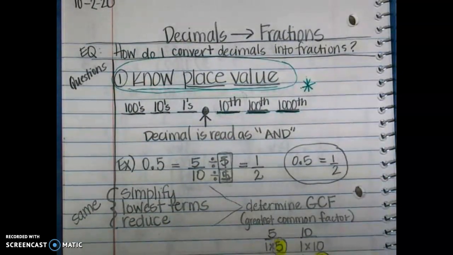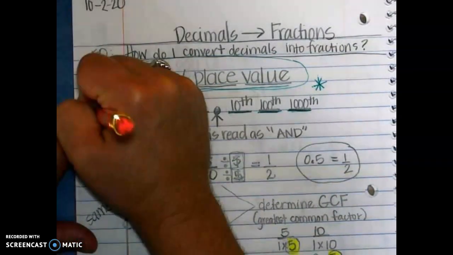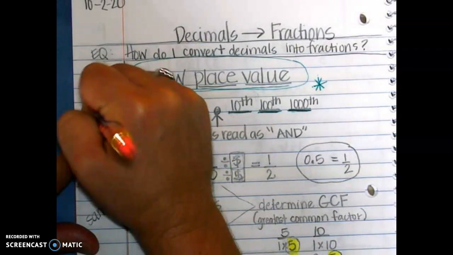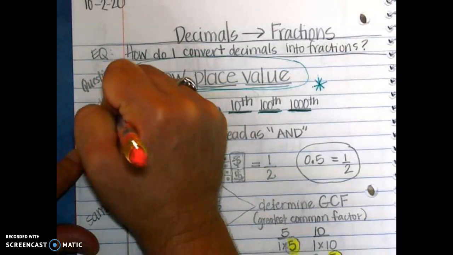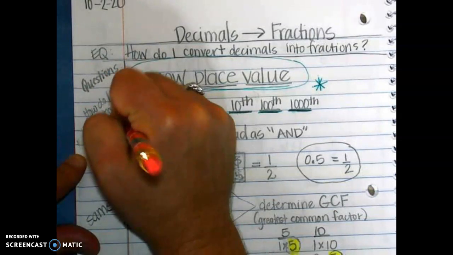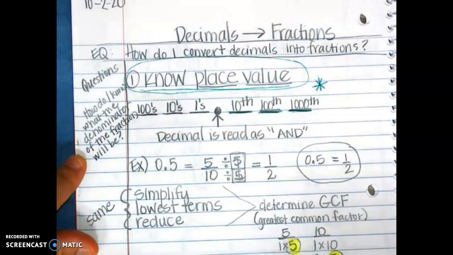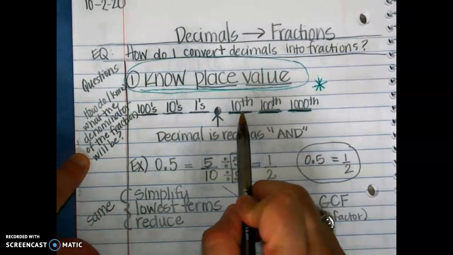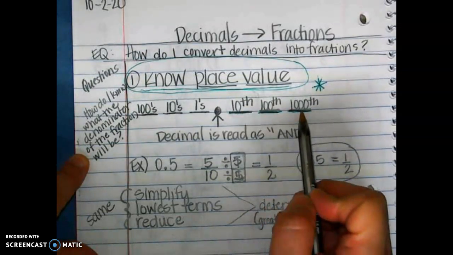So I'm going to add a question over here in the side of my notes, and I'm going to say, how do I know what the denominator, big words here, of the fraction will be? Okay? And the answer to that question is right here by this star. I know what the denominator in my fraction is going to be by the place value, tenths, hundredths, thousandths.